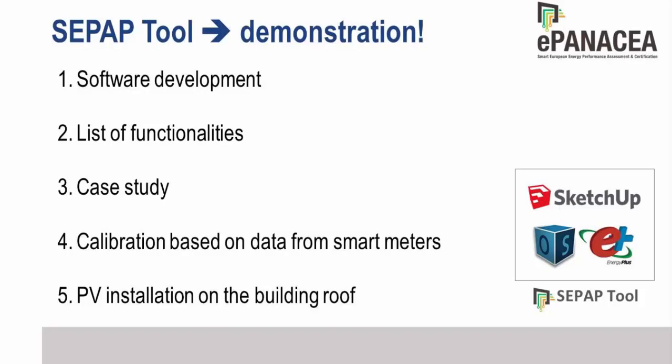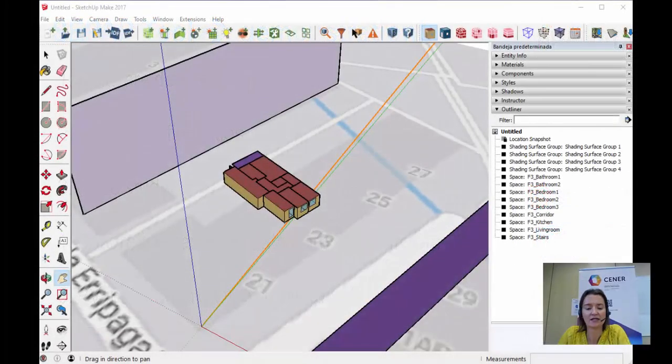the building roof. Well, regarding the context of the software, the assessment method 3 of the ePANACEA methodology uses EnergyPlus as simulation engine for developing the assessment. OpenStudio is a more user-friendly tool than working directly with EnergyPlus objects, which require advanced knowledge and a great effort to implement detailed HVAC systems.